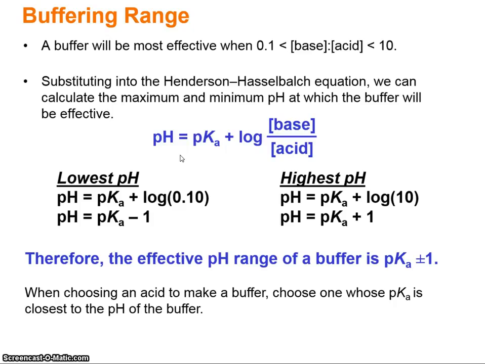So, substituting into the Henderson-Hasselbalch equation, we can calculate the maximum and minimum pH at which the buffer will be effective. So pH is pKa plus the log of [A-]/[HA]. So the low pH is going to be pH equals pKa plus the log of 0.1, or pH equals pKa minus 1, and the high pH is going to be pH equals pKa plus the log of 10, or pH equals pKa plus 1. So therefore, the effective pH range of a buffer is going to be plus or minus 1 pH unit around the pKa. Okay? So if we want to make a buffer, we're going to choose one whose pKa value is closest to the pH of the buffer.